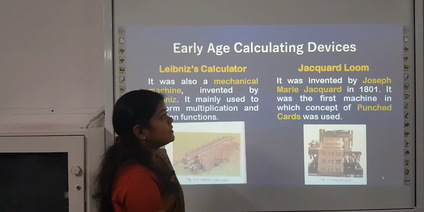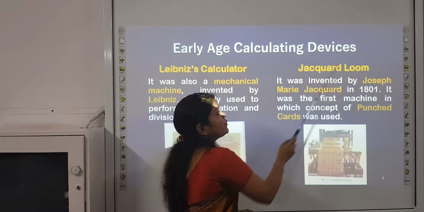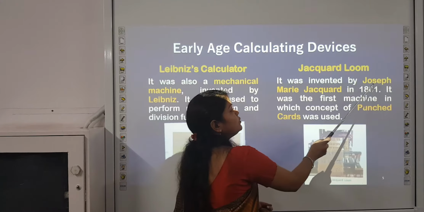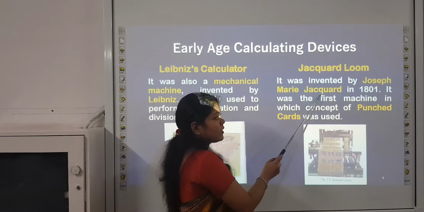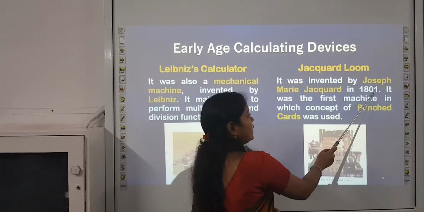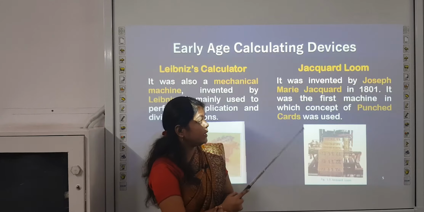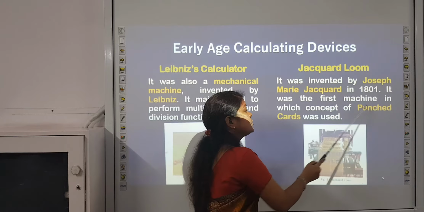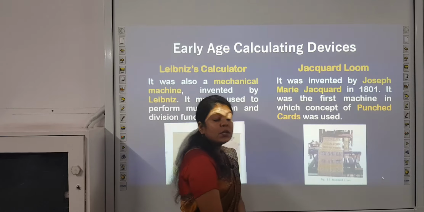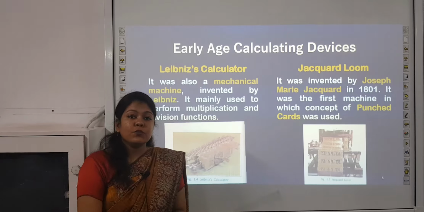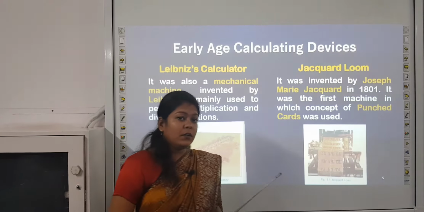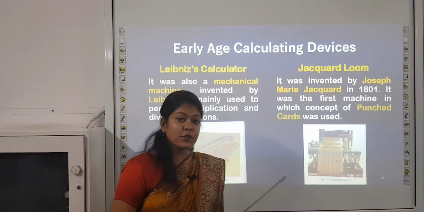Our next device is Jacquard loom. It was invented by Joseph Marie Jacquard in 1801. It was the first machine in which the concept of punch cards was used. The punch card is mainly used to store the sequence of operations.